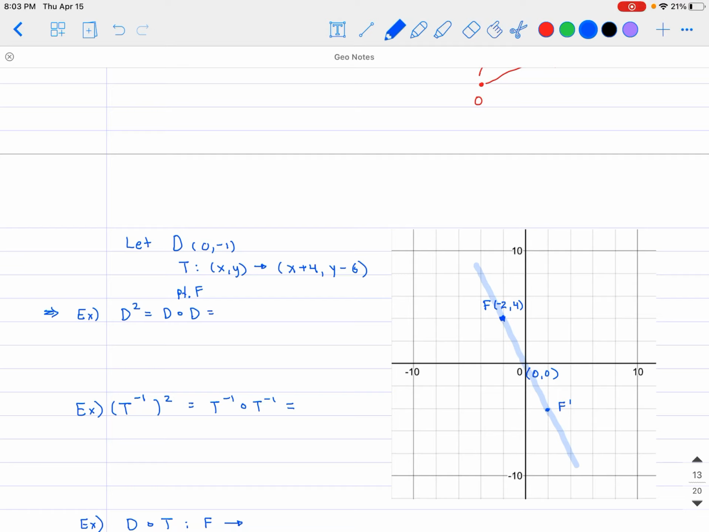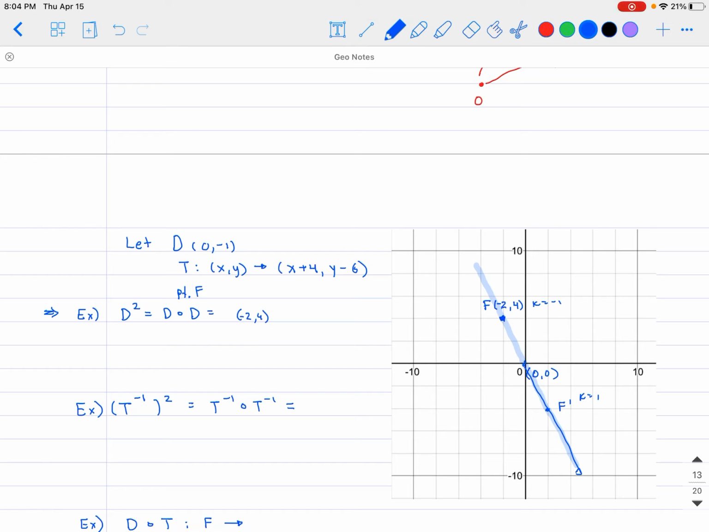Now, from there, I am going to do the same thing. I'm going to apply the dilation again with -1. So F prime, we're going to draw OF and OF prime. And then from there, if I use a scale factor of -1, it looks like it's going to take me back to F as a result, because here k is equal to 1, this is going to be k is equal to -1. So it looks like D squared in this case is going to be back to the point F. So this is going to be -2, 4.